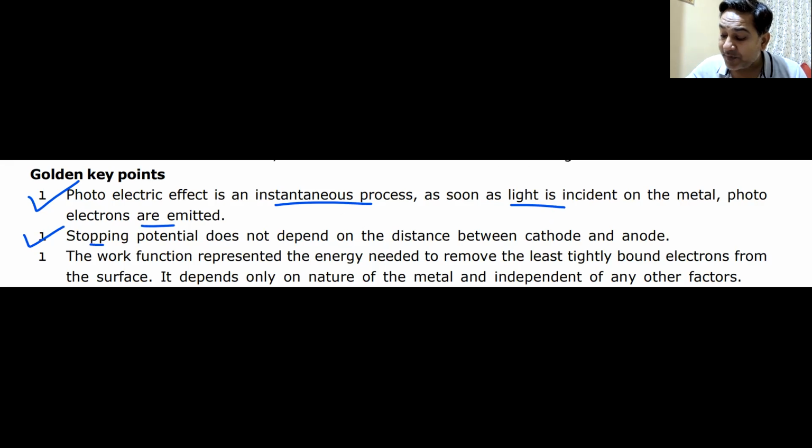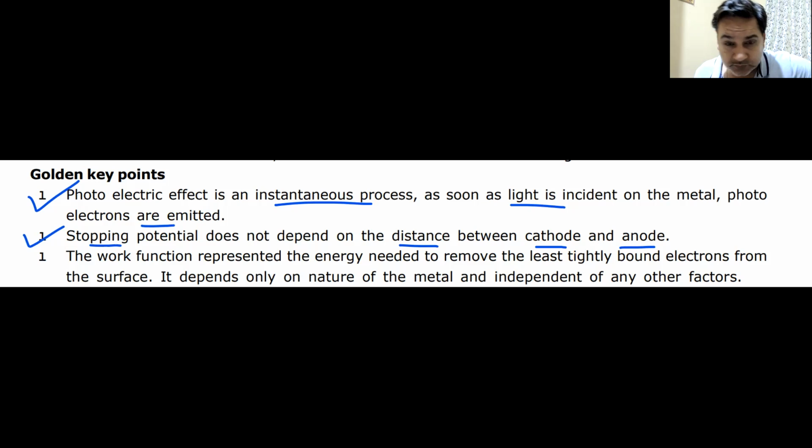The second point is stopping potential does not depend on the distance between the cathode and the anode. Do we understand this? No matter you make the distance very large or very small, the stopping potential will not depend on it. On what factor does stopping potential depend? Tell me. How can I change the stopping potential? How can I make the stopping potential more, or how can I make the stopping potential less? On what factor does the stopping potential depend? Question. Give me the answer.